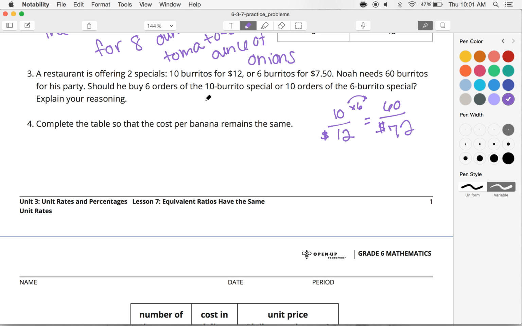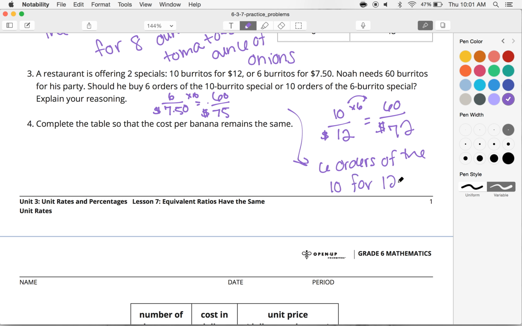Well, at the other, it says that I could get 6 burritos for $7.50. So I'm going to have to multiply by 10 to get to my 60. That's going to give me $75. So I should get 6 orders of the 10 for $12. Oops, that goes there.